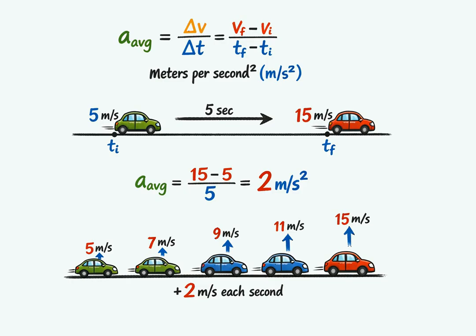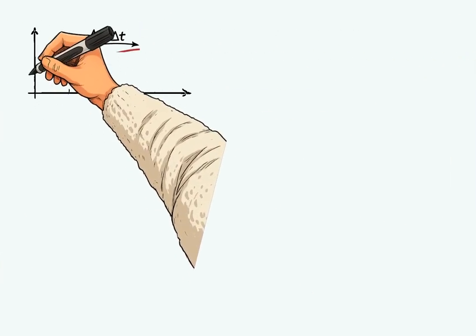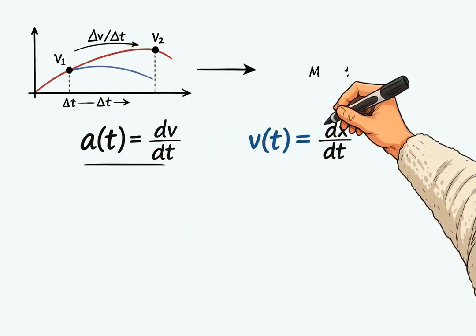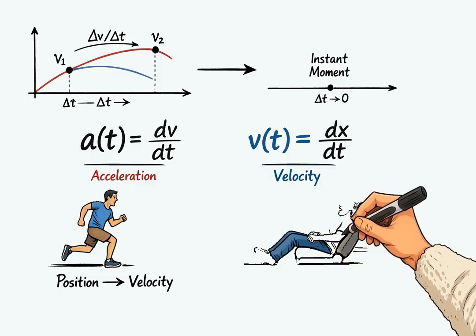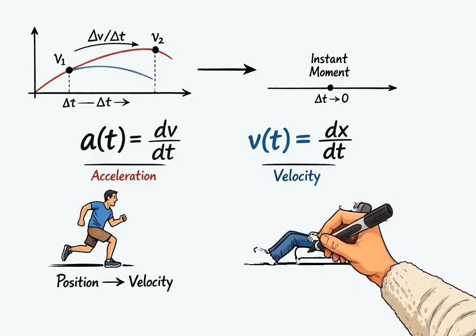An acceleration of 2 meters per second squared means the velocity changes by 2 meters per second every second, on average, over the interval. If a car's velocity goes from 5 meters per second to 15 meters per second in 5 seconds, then a sub avg equals the fraction 15 minus 5 over 5 equals 2 meters per second squared. The velocity doesn't have to increase smoothly every moment for that statement to be true. It's about the endpoints of the interval. But the same pressure that pushed us from average velocity to instantaneous velocity pushes us here too. Interactions act continuously, so we often want acceleration right now, not just over a long interval.